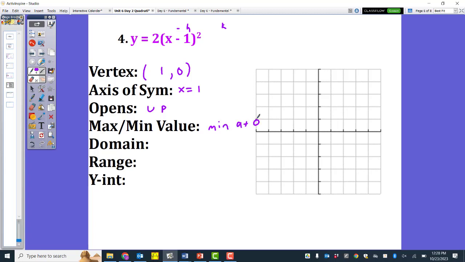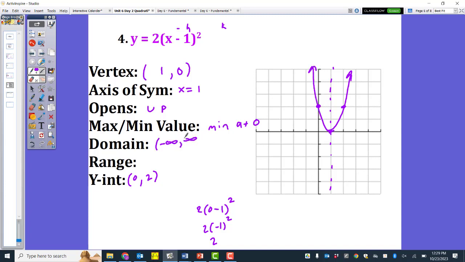And a y-intercept of, well, when we plug in 0, we get 2 times 0 minus 1 squared. So 2 times negative 1 squared, so just 2. So we have 0 comma 2. So 1, 0, 0, 2. And then our reflection point would be the same point on the other side. So there's our parabola. Domain, negative infinity to infinity. Range, 0 to infinity. All right.